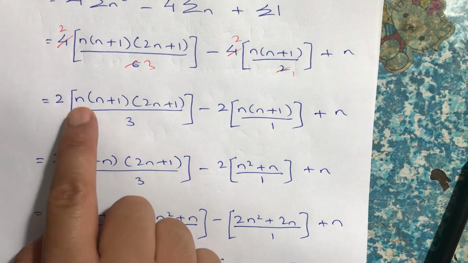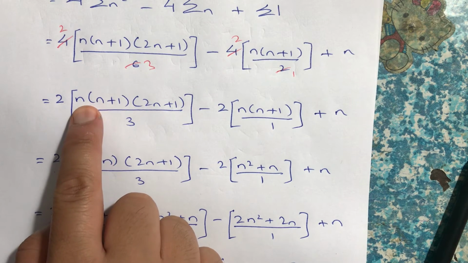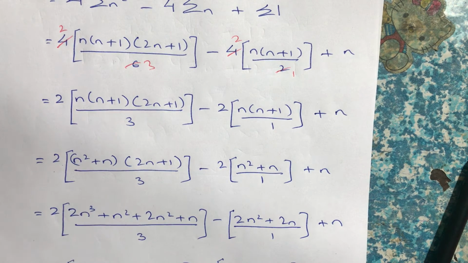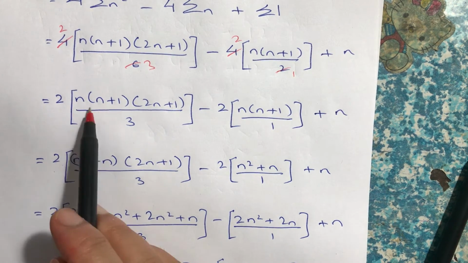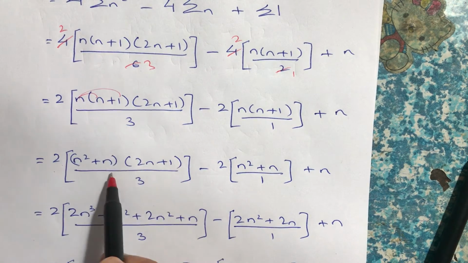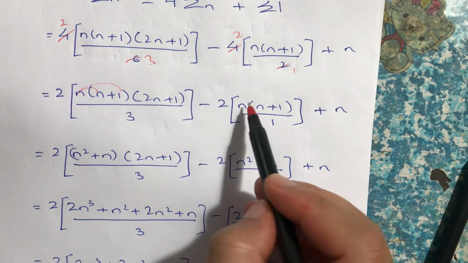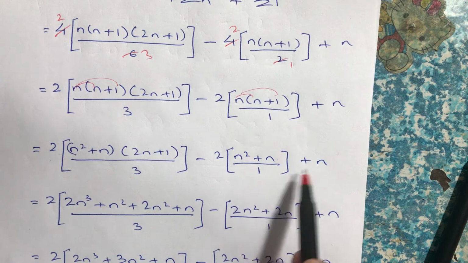So over here we just open the bracket. When I multiply these two, n into n gives me n square, n into 1 gives me an n, and this stays as it is, 3. Again I get n squared plus n by 1 plus n.